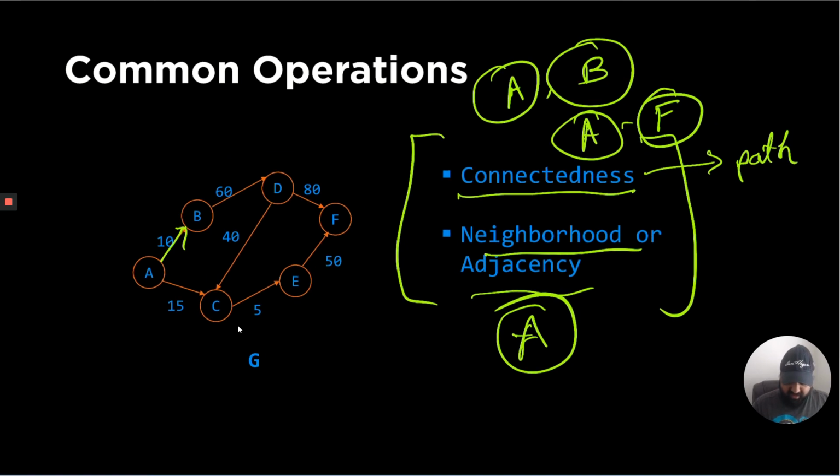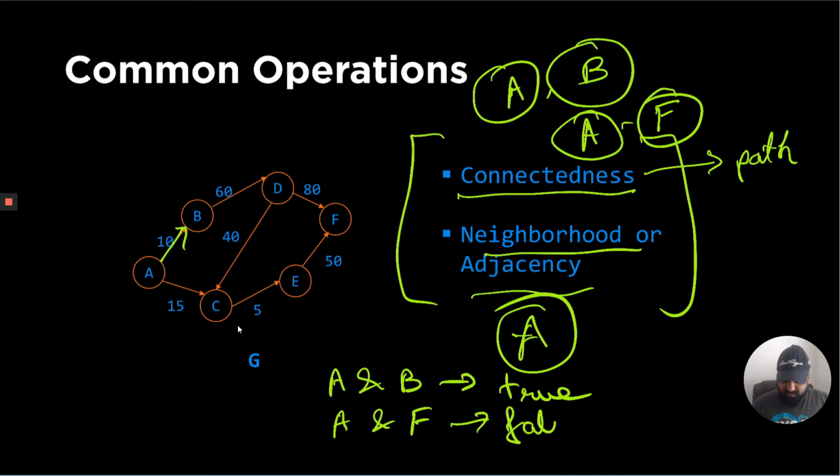So if I ask whether A and B are connected, this should return true because they are. If I ask whether A and F are connected, that should return false. Similarly, this is a directed graph, so if I ask whether B and A are connected, this should return false because the direction is from A to B and not from B to A. But generally, we are going to discuss more undirected graphs in most problems that we are going to see in the different forms of implementation.